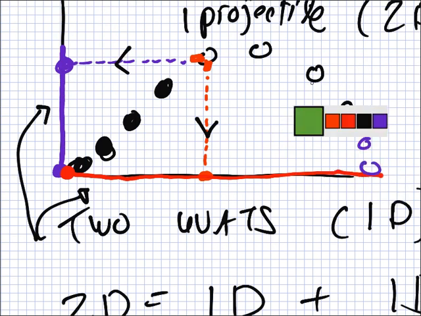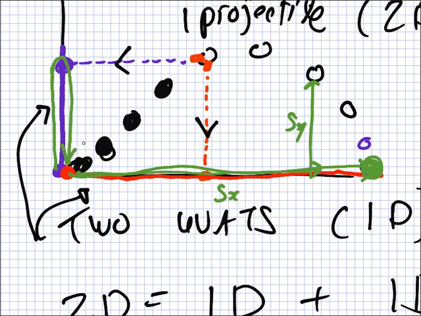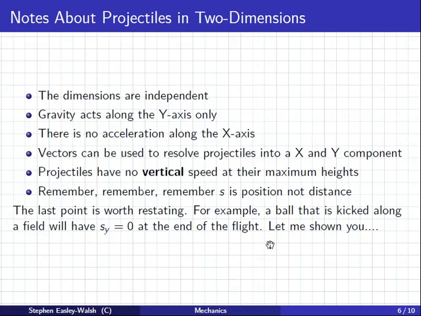when the ball is here, for example, Sx is this, and Sy is this. But when the ball is here, Sx is this, and what's Sy? It's 0. If you look at the blue dot, remember, the blue dot goes up, stops, and then comes back down. At the end, Sy is 0. There's no height at the end, it's hit the ground.